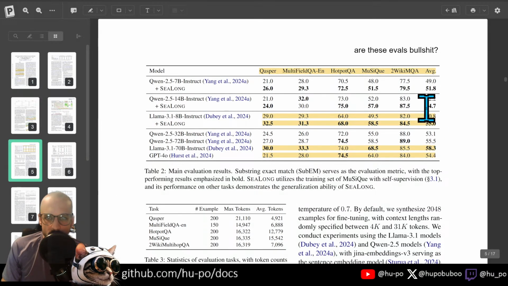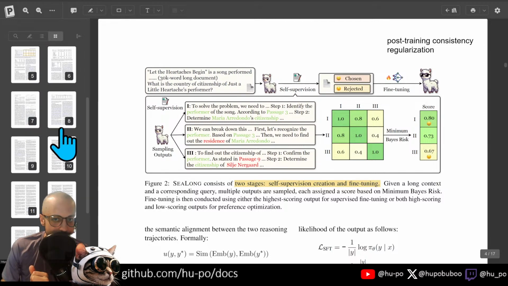So part of that might be a little bit of eval cherry picking, right? When I look at these evals here, Qasper, MultiFieldQA, HotpotQA, MuSiQue, and 2WikiMQA, I don't know if these are necessarily representative of all the evals, right? There's a huge problem with evals right now where a lot of these evals are kind of pseudo bullshit anyways, but they are presenting evidence here that you can fine-tune a model on its own outputs and get the model to improve, right? Okay.